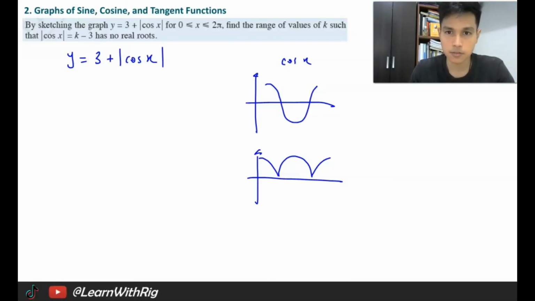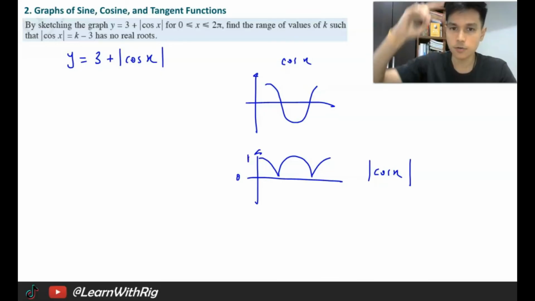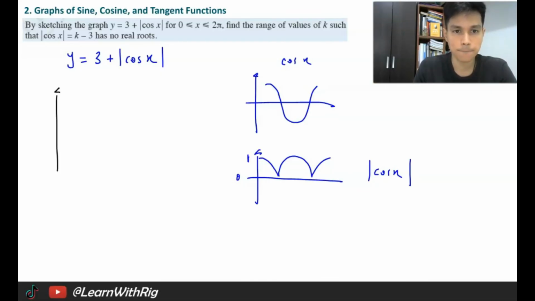Let me just write here. So this is modulus cos x. Now plus 3, that means here is originally 1, here originally 0. You're going to shift the whole graph by 3 units to the top. Let me sketch the graph for you. So originally it is at 0 and 1, correct? If you shift 3 units to the top, it becomes 3 and 4. Let me draw the graph bigger, easier to sketch later.